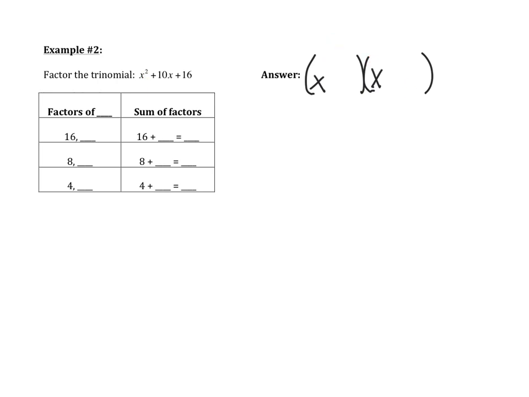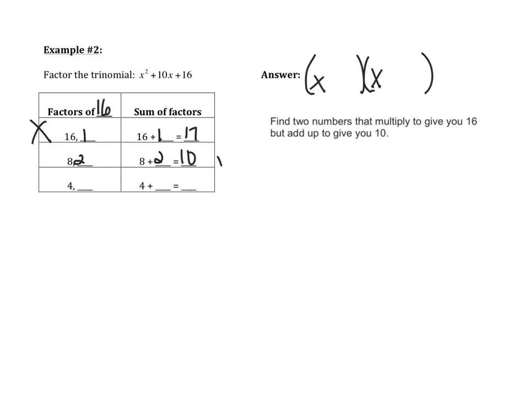So to fill in the other spots in our binomials, we need to figure out what two numbers multiply to give me 16 that add up to give me 10. So I'm going to be looking for factors of 16, and then what factors of 16 add up, so the sum, to give you 10. So I just set up a little table here to get our minds going in the right direction. So 16 times 1 would give me 16, but 16 plus 1 is 17. So I know that this one won't work. 8 times 2 gives me 16, and 8 plus 2 gives me 10. So I know that this one's going to work.